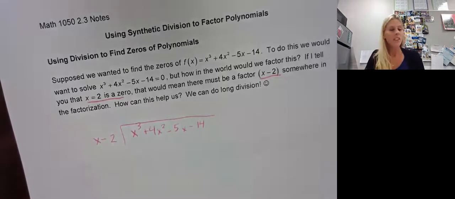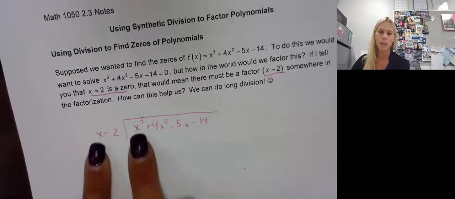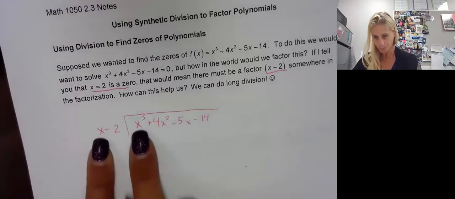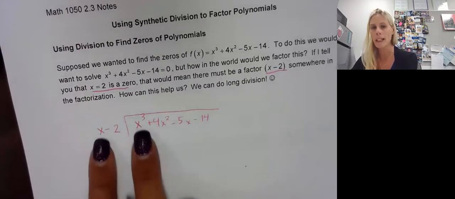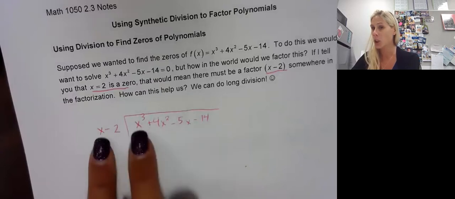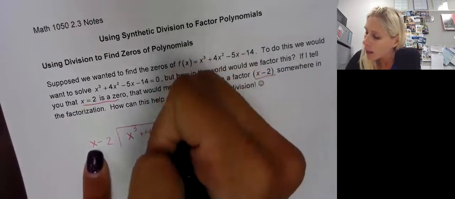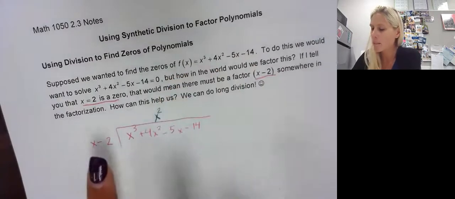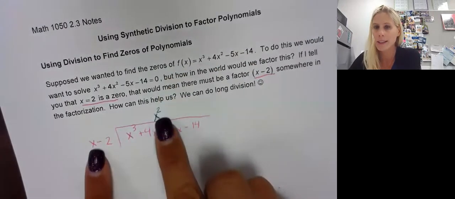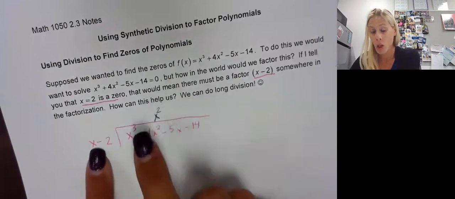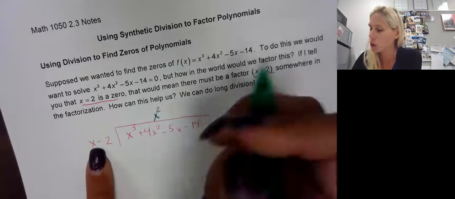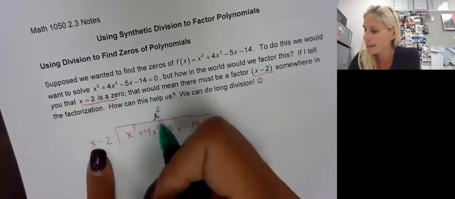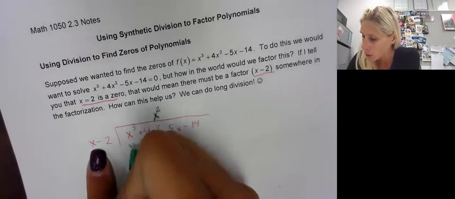Okay, if you remember long division, the first thing we do, and I'm going to look at the first term in each spot, what do I multiply x by to get to x cubed? Well, I multiply by x squared, right? Because x times x squared is x cubed. After we figure out how many can go in, then we actually do that multiplication. x times x squared is x cubed.